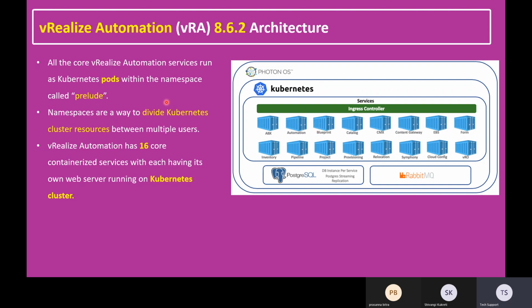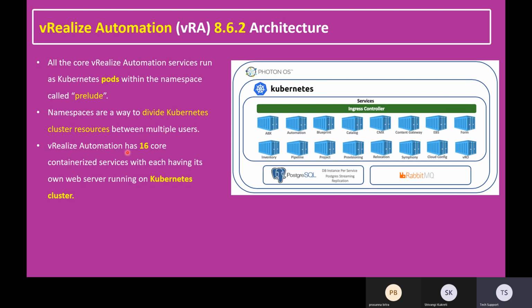So the same points I highlighted here: all the core vRealize Automation services run as Kubernetes pods. See how many pods we have. The pods are within a namespace called prelude, this is the name, and namespaces are a way to divide Kubernetes cluster resources between multiple users.